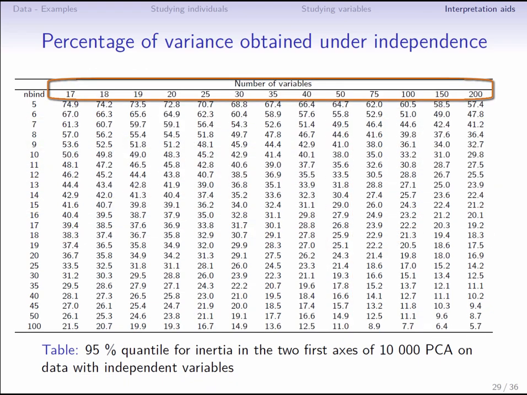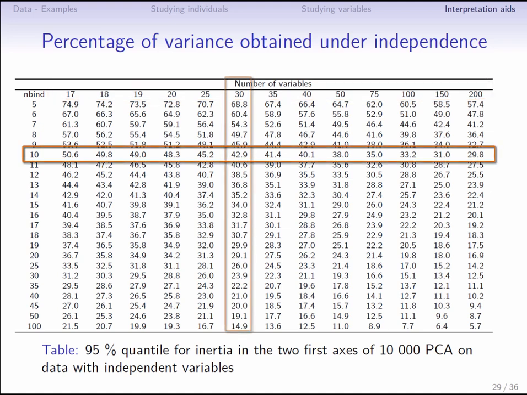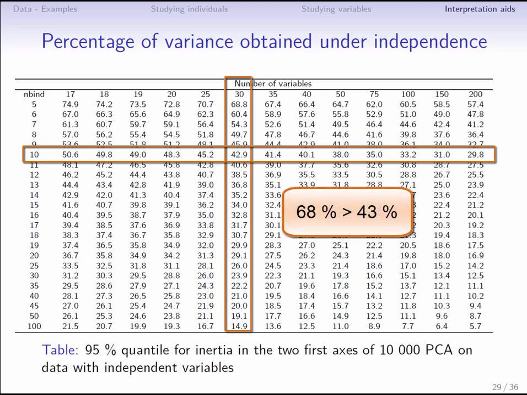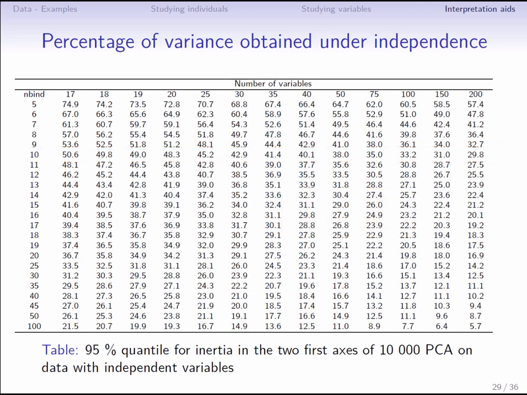Here is another table where the number of variables is greater. With 10 individuals and 27 variables, the 95% quantile of the percentage of inertia is approximately 43%. In our example, we had a value of 68%, which is higher than 43%. So our plane explains more information than a PCA plane would have with independent variables. This means that our summary is very concise and that we don't only have independent variables. There must be strong relationships in our dataset.